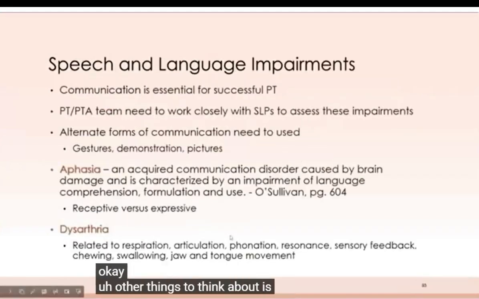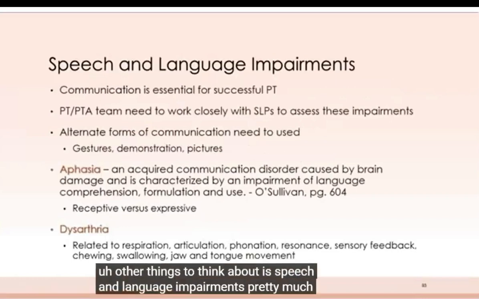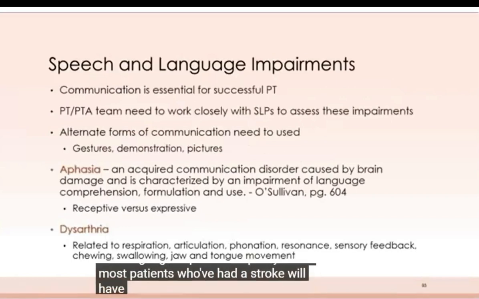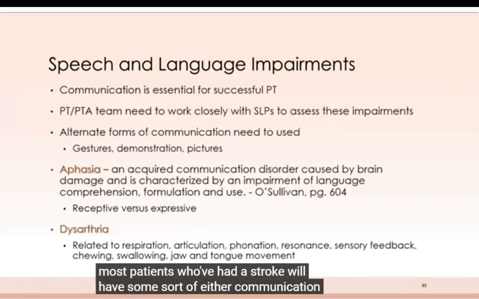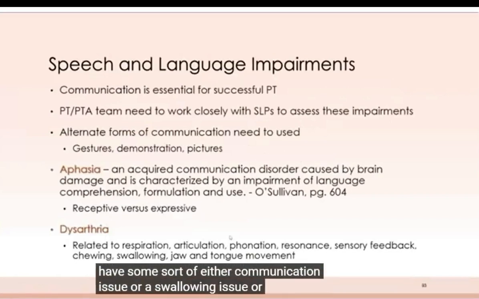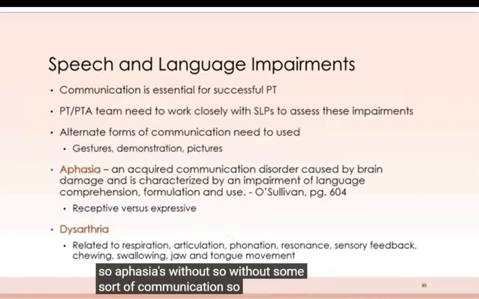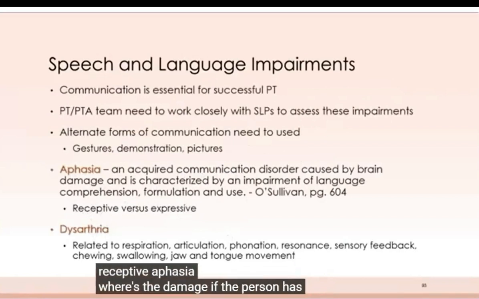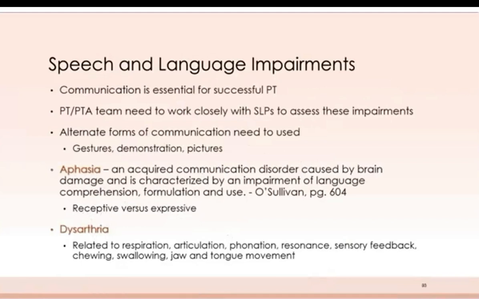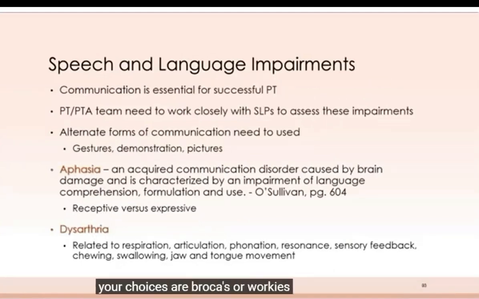Other things to think about are speech and language impairments. Pretty much most patients who've had a stroke will have some sort of either communication issue or a swallowing issue or both. Okay, so aphasia is a loss of some sort of communication. So where is the damage if the person has receptive aphasia? Your choices are Broca's or Wernicke's.